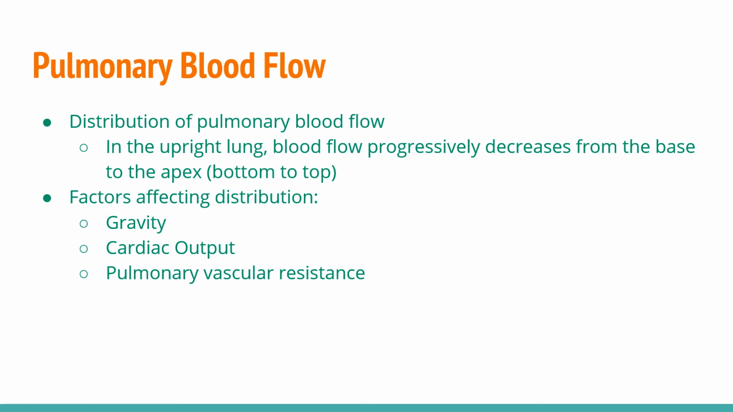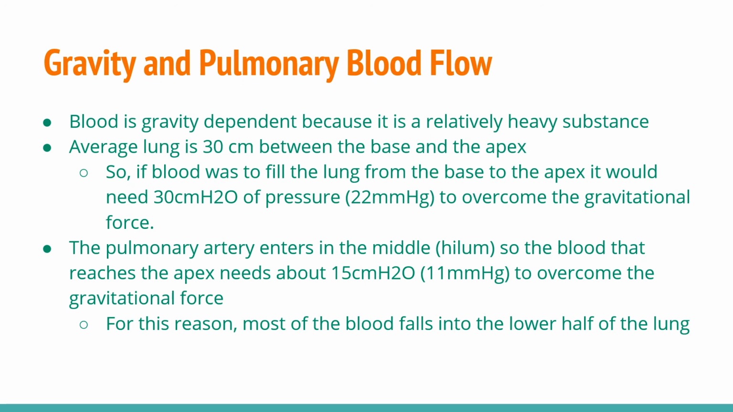Progressively decreases from the base to the apex. So as you go backwards from the bottom to the top, it progressively decreases. You have the most at the bottom and it gets less and less as you go up. So, thinking kind of backwards, I guess. Alright, so we're going to talk about each of these just for a minute.